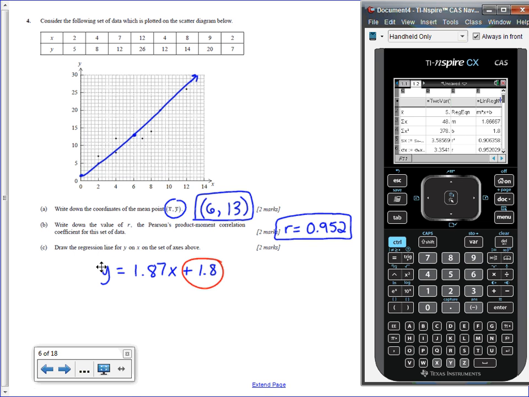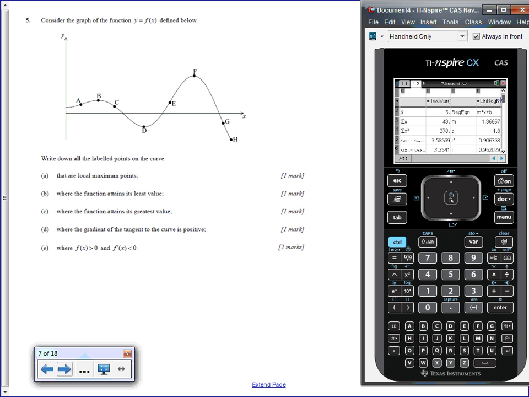And let's do one more question on this video here. All right, we have a basic kind of function analysis, kind of calculus question here with no numbers. So we're just asked to think analytically about a function that does this. So write down all the labeled points on the curve that are, for A, local maximum points. I think this one's pretty clear.